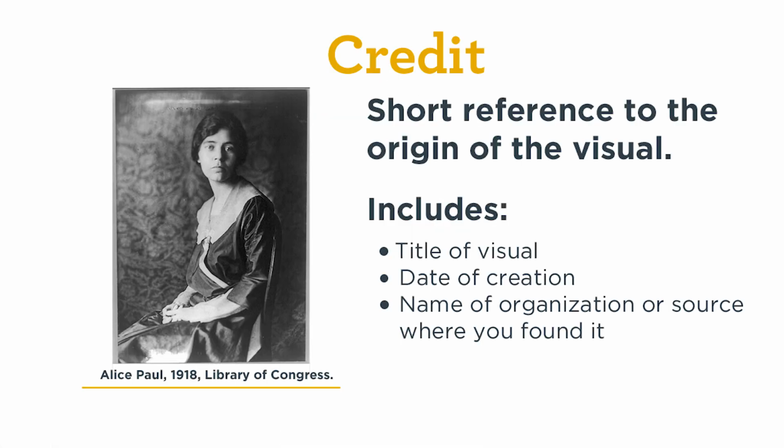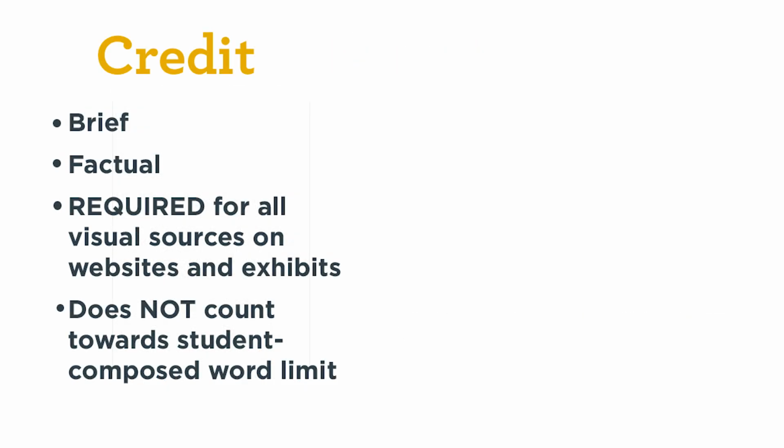A credit is a short reference to the origin of the visuals in your exhibit or website. In general, a credit includes the visual's title, when it was created, and the name of the organization or source where you found it. A credit is brief and factual. It is not the full citation that will show up in your bibliography, and it doesn't have any analysis or interpretation in it. Credits are required for all visual sources on your exhibit or website. I have some good news though. A brief factual credit does not count towards your student-composed word limit.